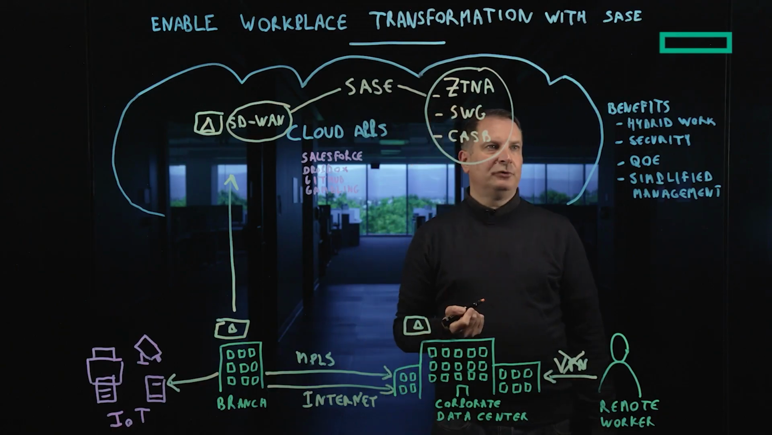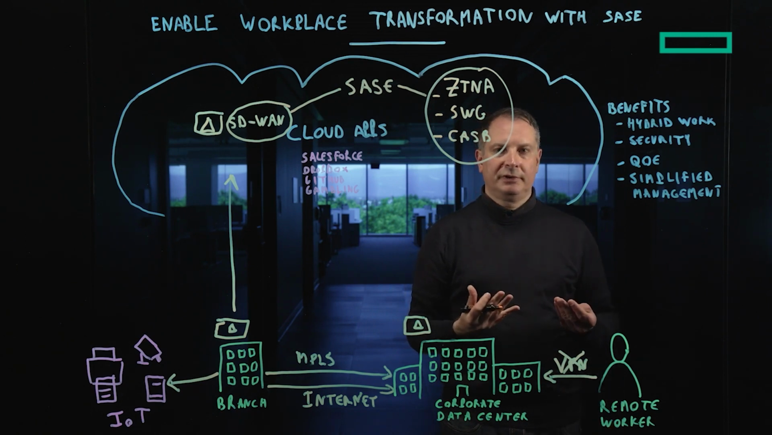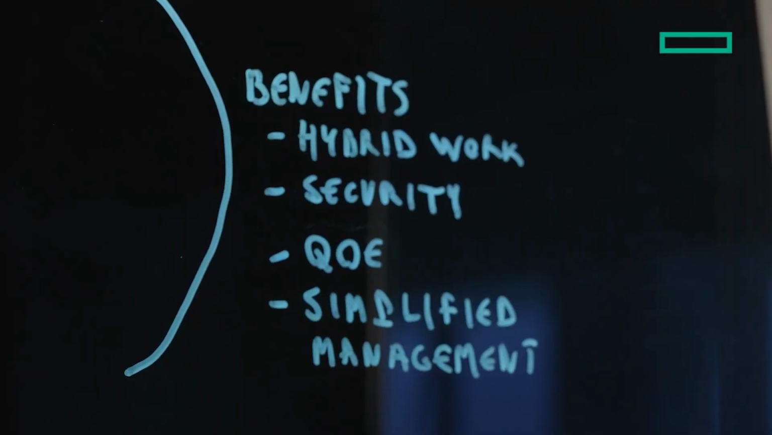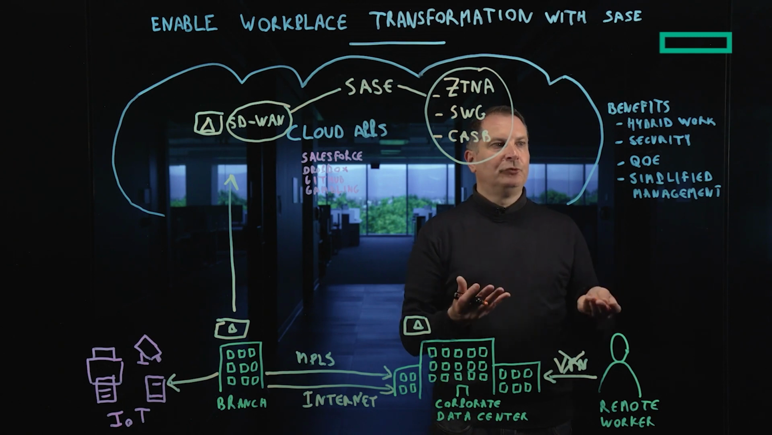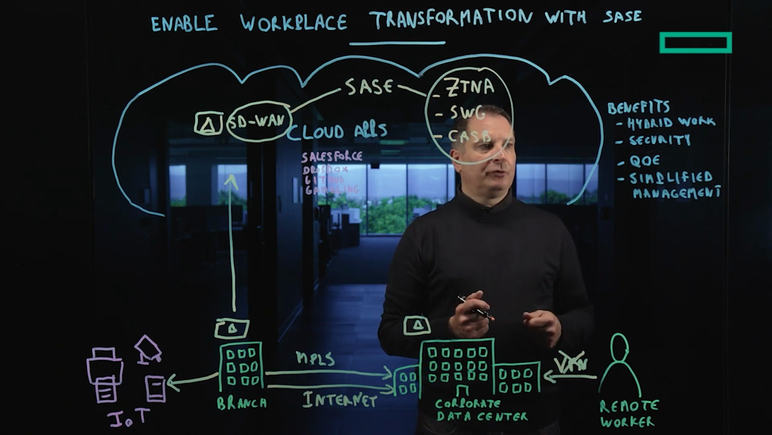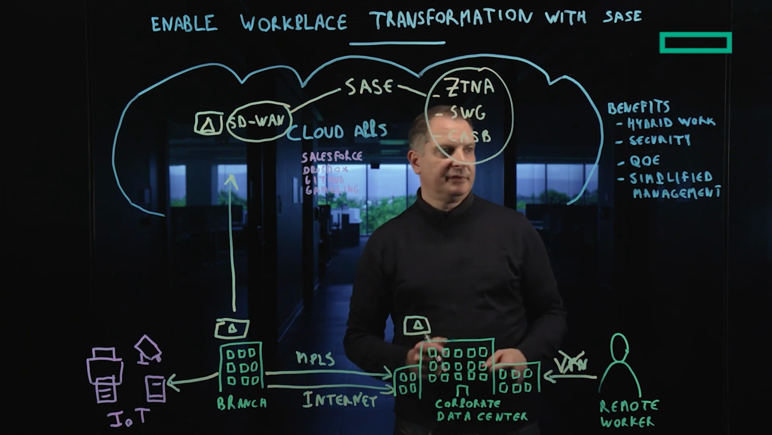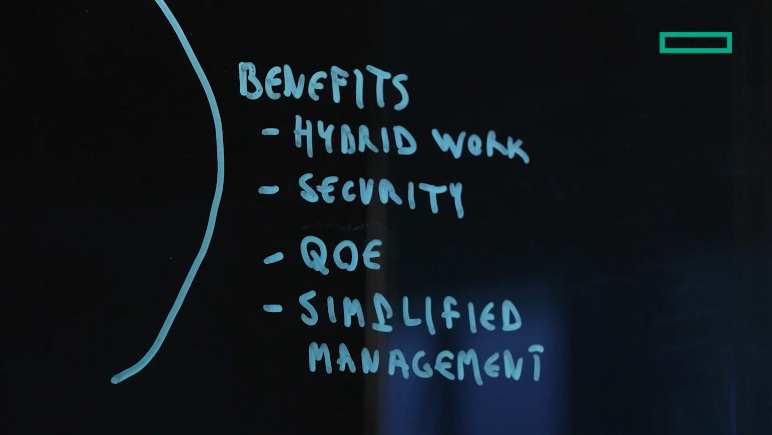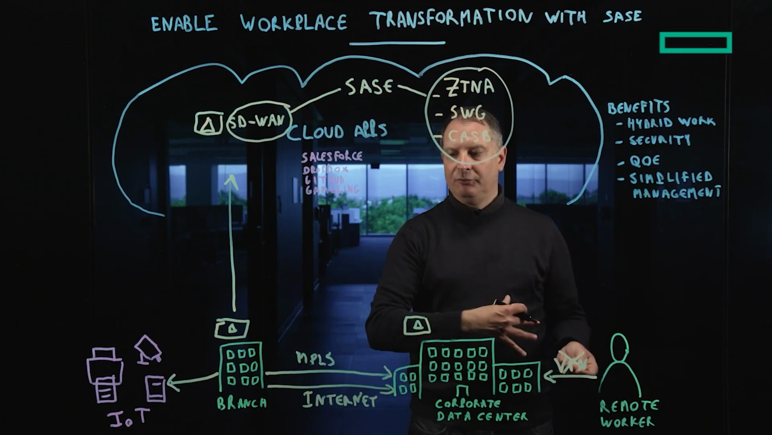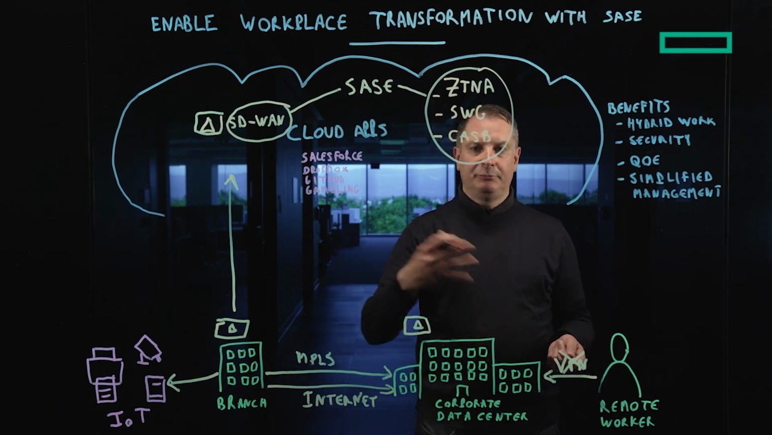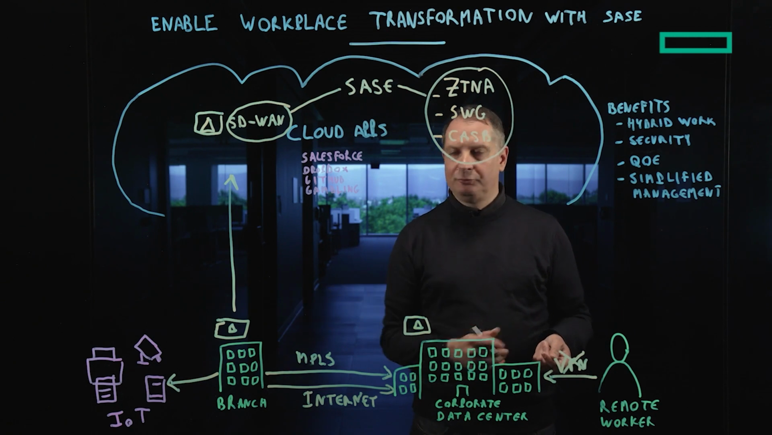The benefit of this solution is first hybrid work. You enable hybrid work, you enable a worker working from the branch or working remotely. It improves security. It improves quality of experience, especially with SD-WAN. As we saw, you optimize network traffic, and you simplify the management because everything is centrally managed, and all the configuration policies are automatically pushed to the user or to the branch.